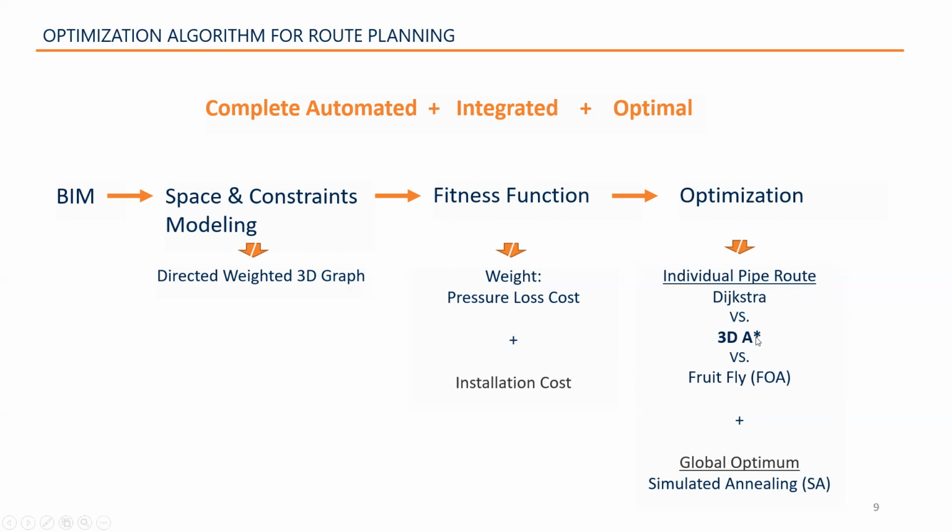So this diagram shows the author's overall approach for layout design. The first step, the BIM model, is not in our computer science scope. So I'll start with space and constraint modeling, then move to the fitness function, then optimization for individual PEP. The paper presented 3 algorithms for individual PEP layout, but in this presentation, I'll only present 3D A stars. For global optimum, the study used simulated annealing.